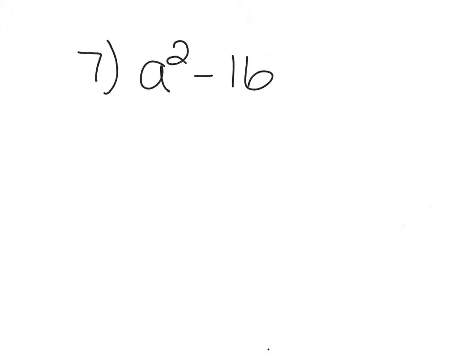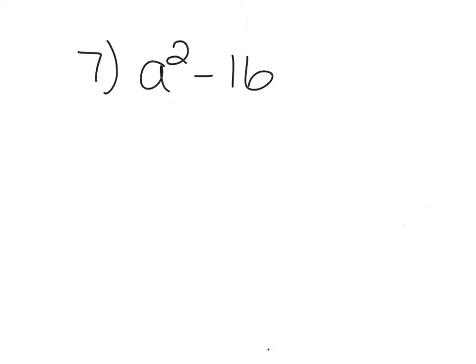Number 7, our last and final factoring. Okay, a squared minus 16. What do you guys notice? Hopefully you notice that there is no a term in there. There is nothing in the middle. So we have the first term and the last term only. So what that tells me is that the middle term got canceled out.